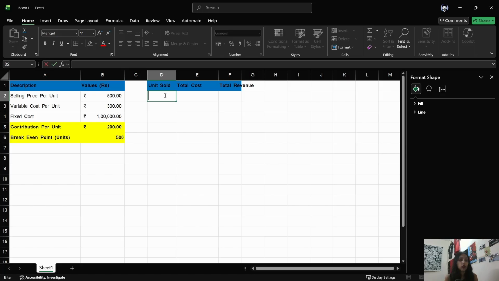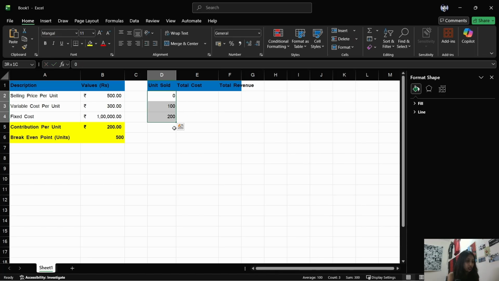So now I'm going to fill column D with unit numbers starting from 0 up to 1000 in steps of 100. That is nothing but 0, 100, 200. Then I'm going to drag till 1000. Done.